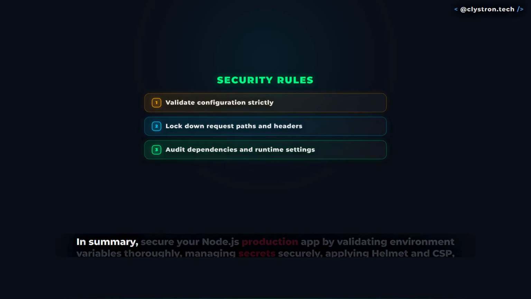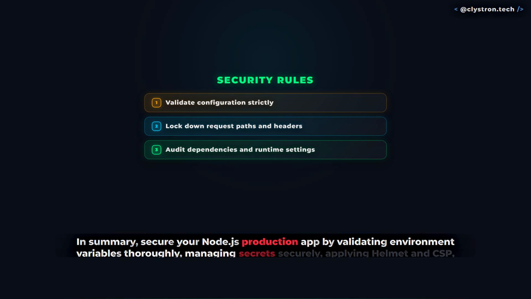In summary, secure your Node.js production app by validating environment variables thoroughly, managing secrets securely, applying Helmet and CSP, enforcing strict CORS and rate limits, validating inputs, securing JWTs, auditing dependencies, handling errors safely, and hardening runtime configurations.